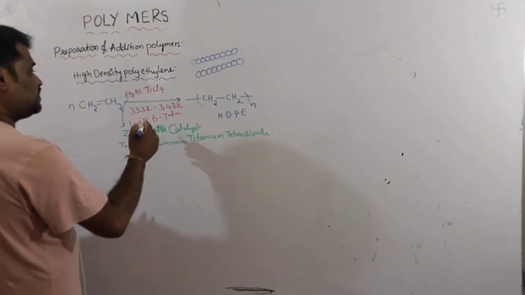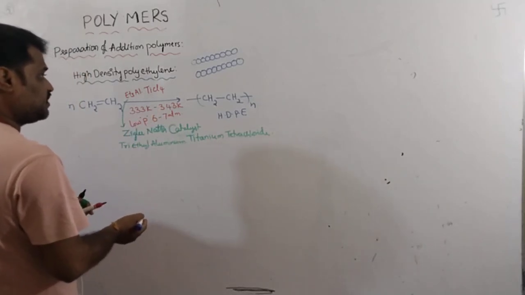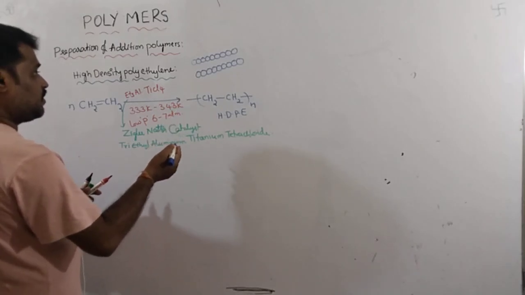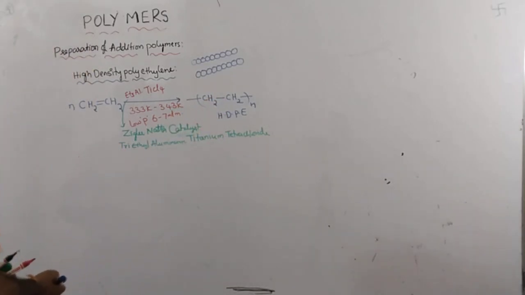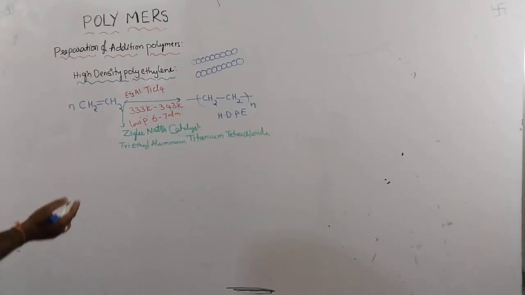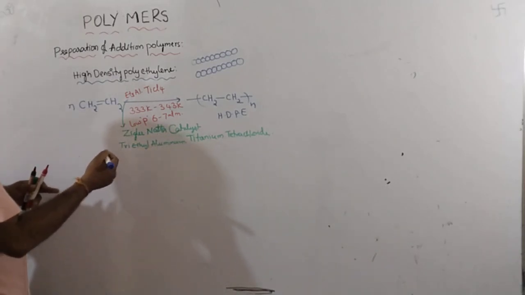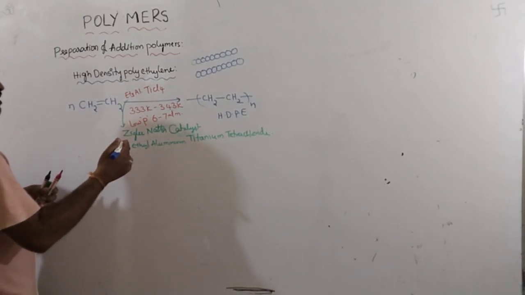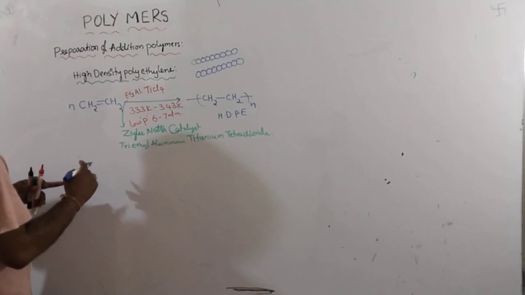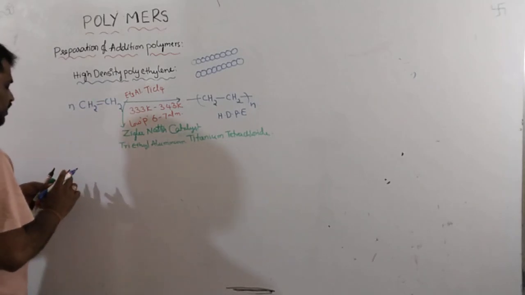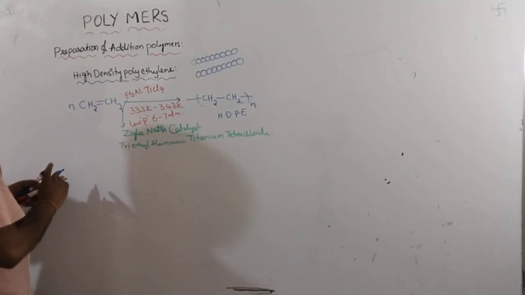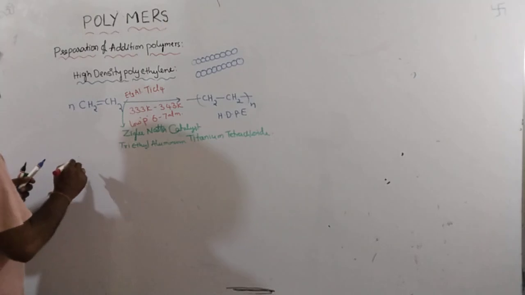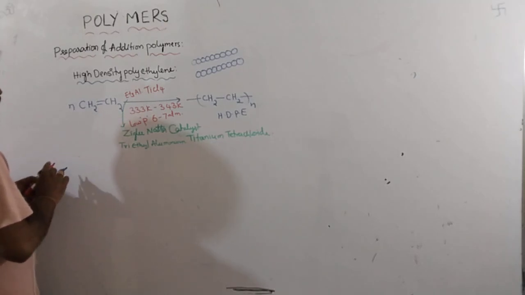The uses of high density polyethylene: it is chemically inert, and a hard and tough substance. It is used for making pipes, dustbins and bottles, whatever it may be. These are the uses of high density polyethylene. Another good example of an addition polymer is next.